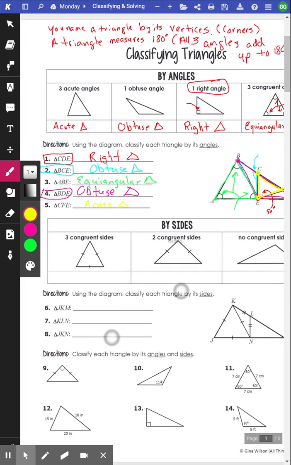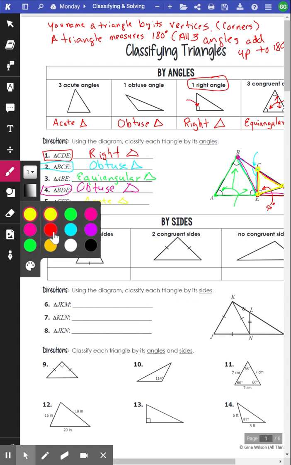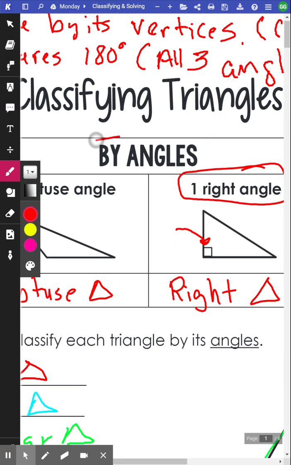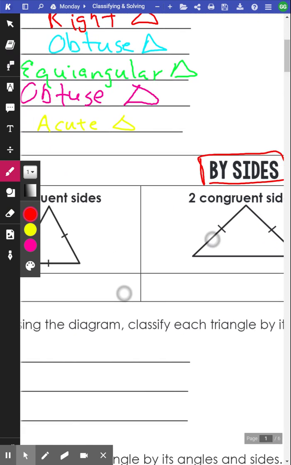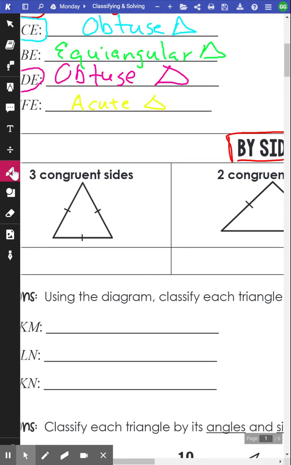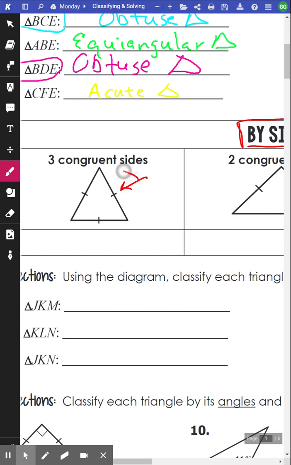So that's one way of classifying by the angles. Okay? So we classify by angles. If I ask you to classify by angles, I'm talking about obtuse, right, acute, or equiangular. Now we're going to classify by sides. Okay? So if all sides are congruent, pay attention to these marks, then this is what's called an equilateral triangle.